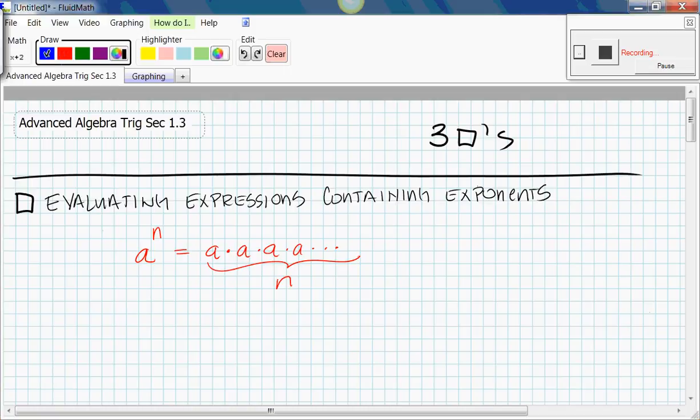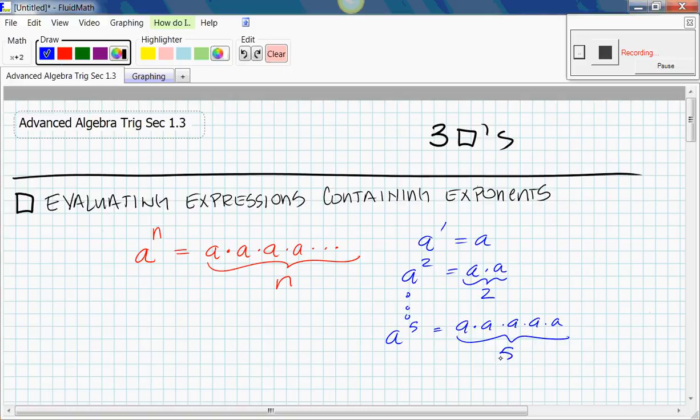As an example, if I did a to the first, that's just equal to a. If I had a squared, that would just be a times a. Notice that there are 2 of them. And of course, if I did a to the 5th, that would just be a times a times a times a times a. 5 of them, which matches. So there's the first idea right there.